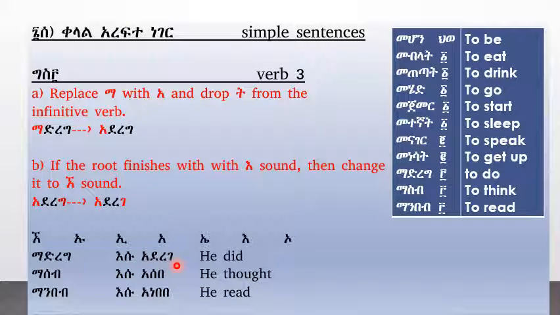እሱ አደረገ. እሱ አሰበ. እሱ አነበበ. እሱ አደረገ, he did. እሱ አሰበ, he thought. እሱ አነበበ, he read. If you remember, now you know how to count in Amharic or to tell the time. እሱ አንድ ሰዓት አደረገ. That is not a good example. እሱ አንድ ሰዓት አነበበ. Okay? እሱ አንድ ሰዓት አነበበ.